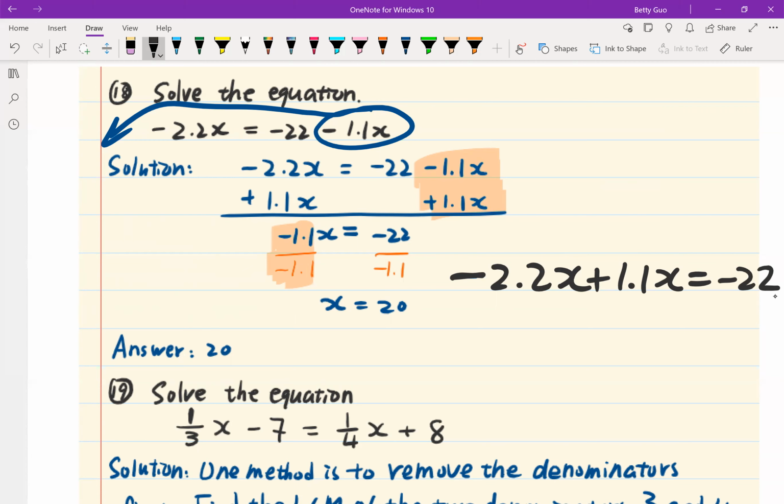To the left, we combine the like terms. Negative 2.2 plus 1.1 gives you negative 1.1x. Divide both sides by negative 1.1. Remember, you have a calculator.